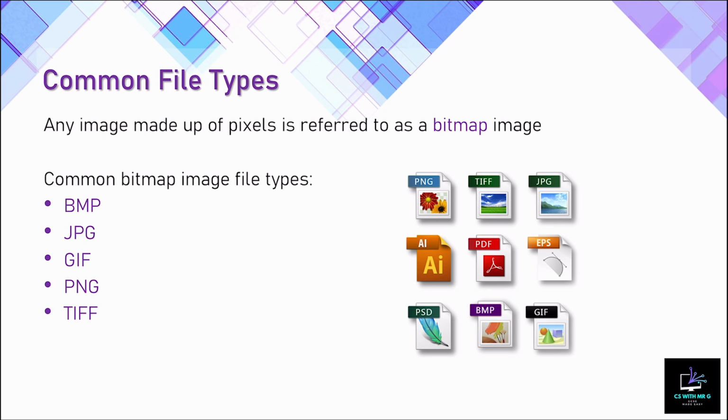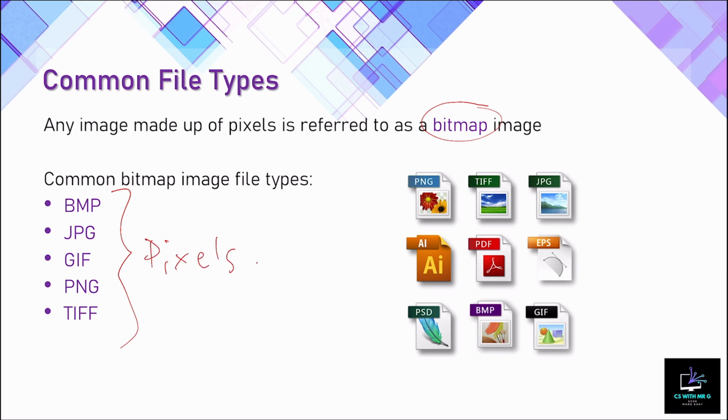So any image file that is made up of pixels is what we refer to as a bitmap image. Okay, a bitmap image consists of pixels. It contains tiny little blocks that are represented by a number, and that number represents a colour. And typical bitmap image file types include these here. You might have seen these before if you've done any photo editing or have access to a camera, but these file types here are all types of bitmap images. So we've got BMP, JPEG, GIF, PNG, and TIFF. Okay, so these all are made up of pixels.